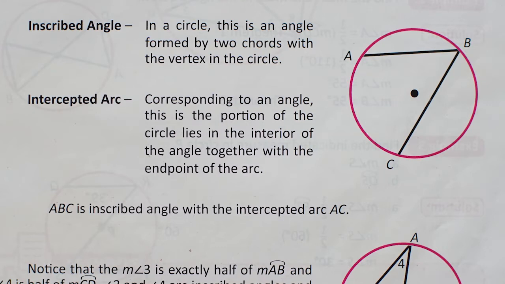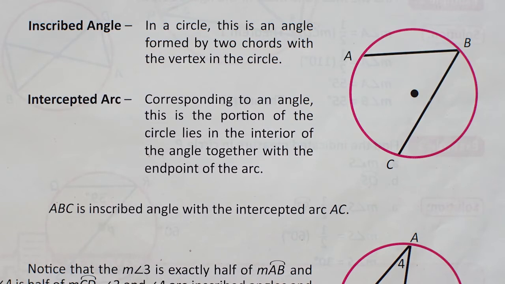So in a circle, this is an angle formed by two curves with the vertex in the circle. So we have a point A, point B, and we have point C. So the point at the center is called a central angle, or that is an inscribed angle.